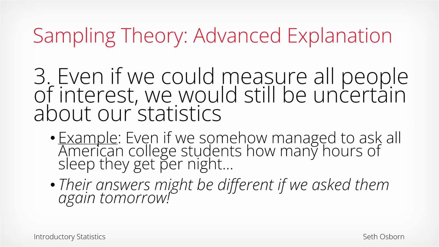Let's do one last little thought experiment. Suppose that we somehow could access all of the people that we wanted to draw conclusions about. Even if we could measure every single person, we would still be uncertain about our statistics. For example, suppose we track down every single American college student and we ask them how many hours of sleep they get per night on average. If we track them all down again tomorrow, or the next day, or next week, they might give us slightly different answers. So even if we calculate an average based on asking every person we're interested in, we still aren't completely confident that we've got the true population parameter.